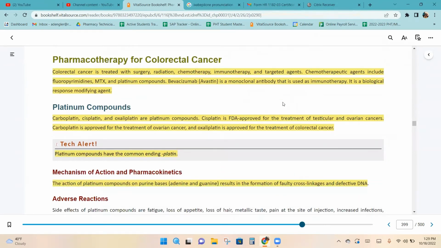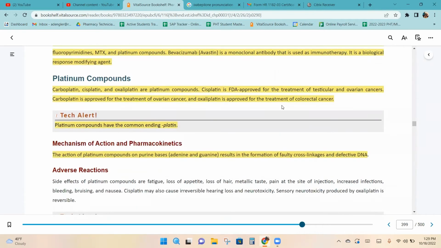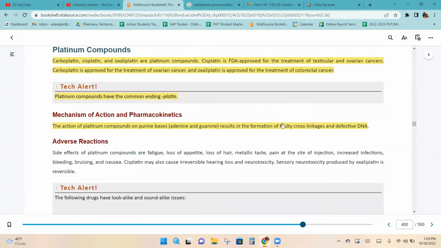Colorectal cancer is treated with surgery, radiation, chemotherapy, immunotherapy, and targeted agents. Chemotherapeutic agents include fluoropyrimidines, MTX, methotrexate, and platinum compounds. Carboplatin, cisplatin, and oxaliplatin are platinum compounds. Cisplatin is FDA approved for the treatment of testicular and ovarian cancers, and carboplatin is approved for the treatment of ovarian cancer. Oxaliplatin is approved for the treatment of colorectal cancer. Platinum compounds do have the common ending of platin.